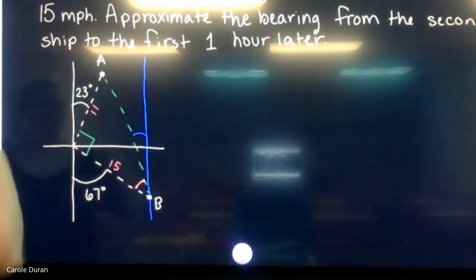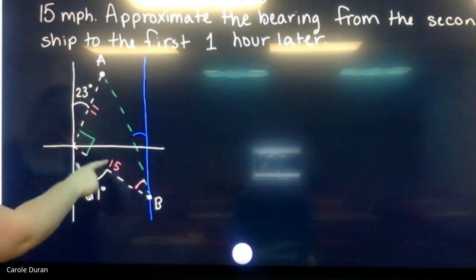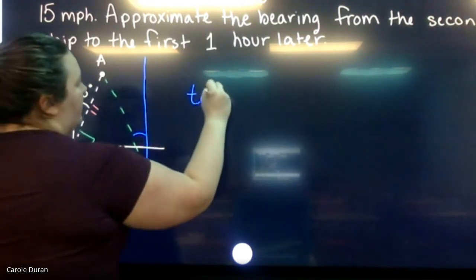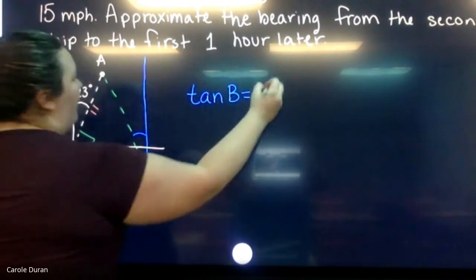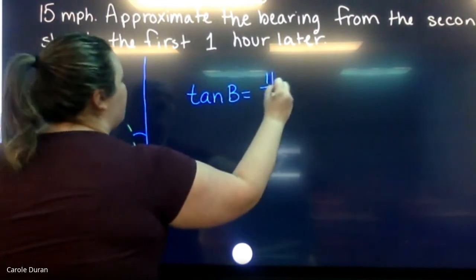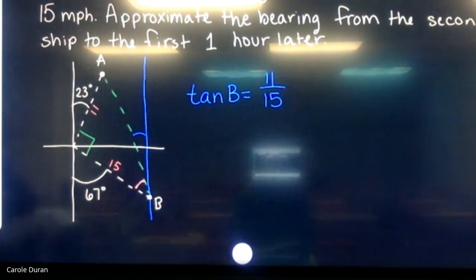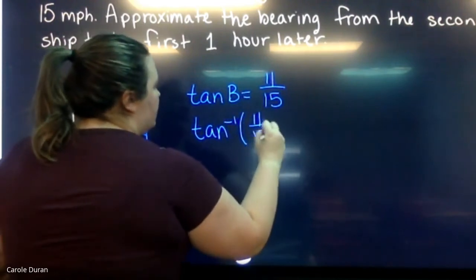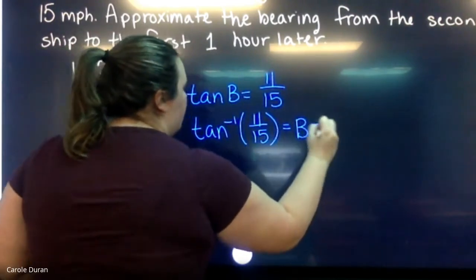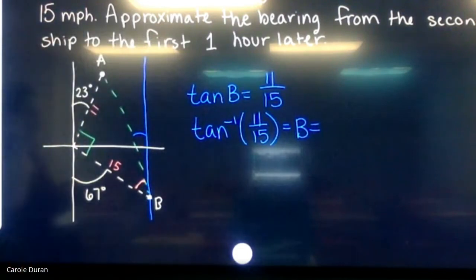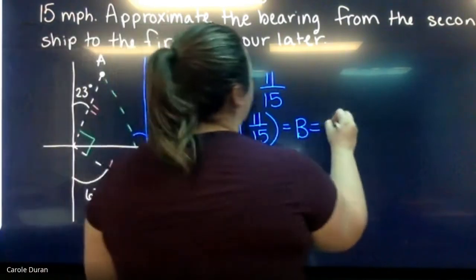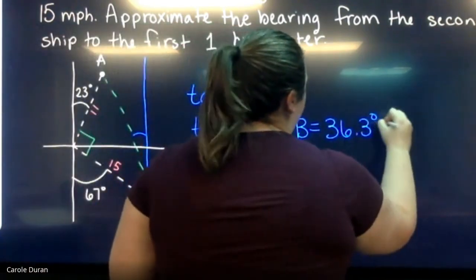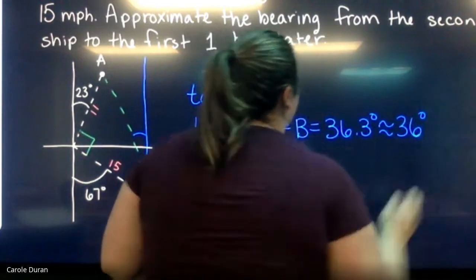So I'm going to go ahead and use tangent because I have the opposite side and I have the adjacent side. So we're going to have tangent of angle B is equal to my opposite 11 over my adjacent 15. Obviously, I'm solving for an angle here, so I'm going to have to use my inverse function. So I'm going to use tangent inverse in degree mode, of course, of 11 over 15. And that's going to give me my angle B. We can go ahead and round it to the nearest whole number. I think it might be easier here. So when I do this, I get 36.3, which we can approximate to 36 degrees.